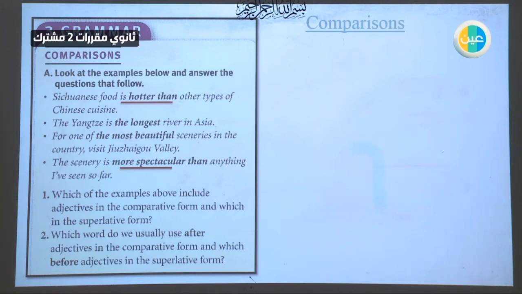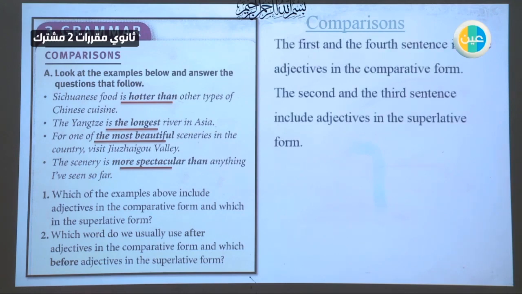You're comparing two. Now, let's look at the second sentence. The longest, okay? You have the and est because it's one syllable, and you have the most beautiful because you have more than 3 syllables. Now, what are they? You're going to express the extreme or the highest level of that adjective. It means it's the superlative. The first and the fourth sentence include adjectives in the comparative form. The second and the third sentence include adjectives in the superlative form, okay?